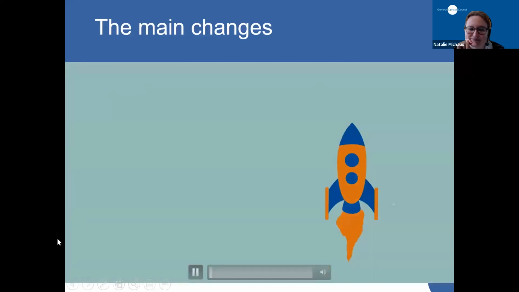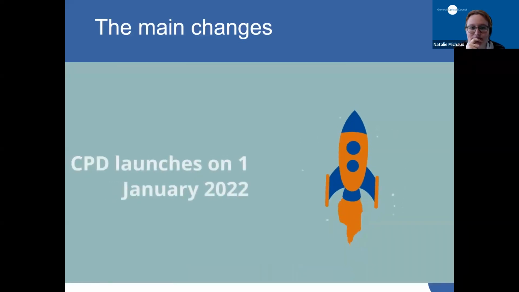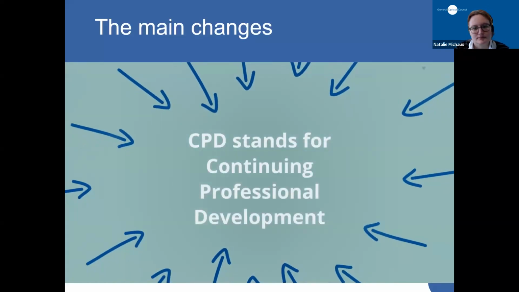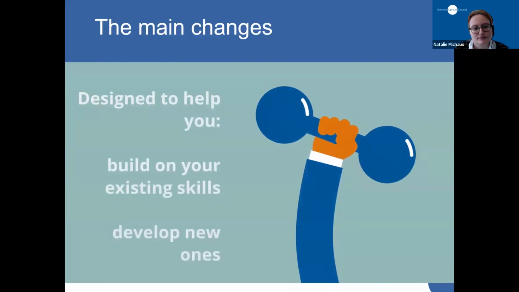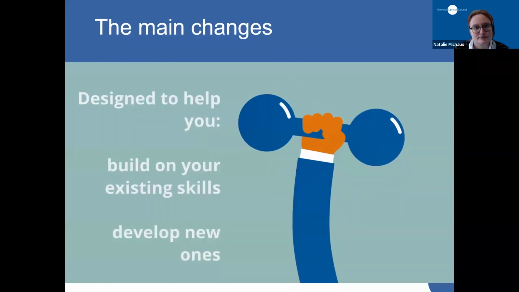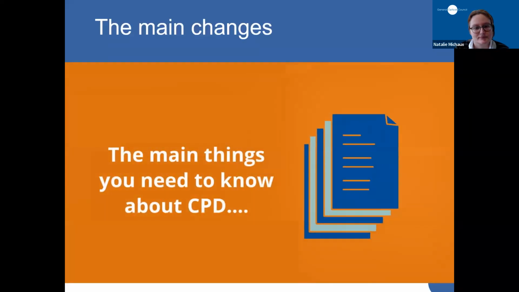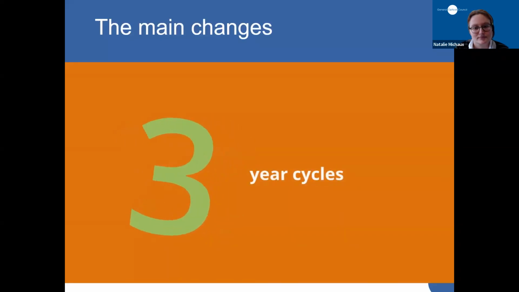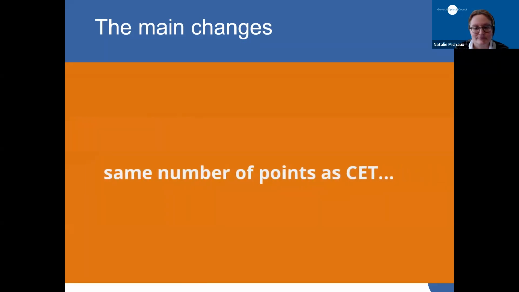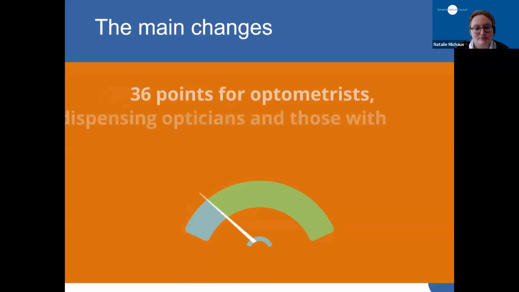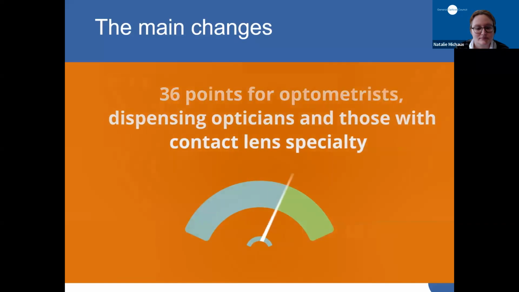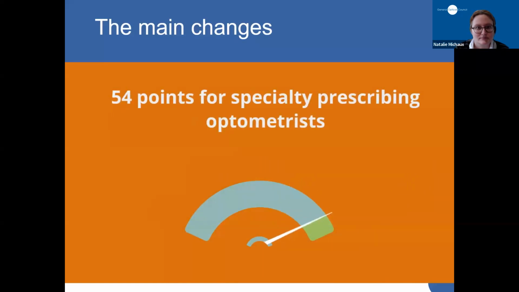CET will become CPD from the 1st of January 2022. CPD stands for Continuing Professional Development and is designed to help you build upon your existing skills and develop new ones. Here are the main things that you need to know about CPD. CPD will run in 3-year cycles, and you will need to obtain the same number of points as you did under CET. So 36 points for optometrists, dispensing opticians and those with contact lens specialty, and 54 points for specialty prescribing optometrists.